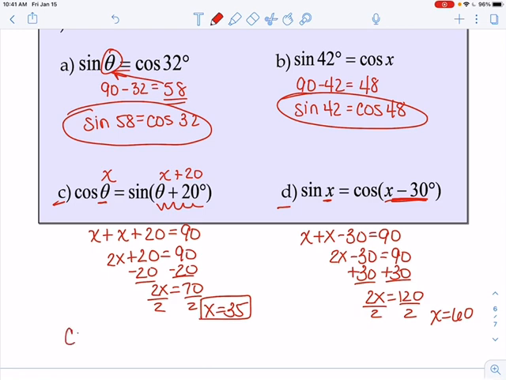So the cosine, again, x in this one was 35. So the cosine of 35 is going to equal the sine. If x is 35, 35 plus 20 equals 55. So the cosine of 35 equals the sine of 55. And for D here, we'll have the sine of 60 equals the cosine. Again, if x was 60, 60 minus 30 is 30. So the sine of 60 equals the cosine of 30.